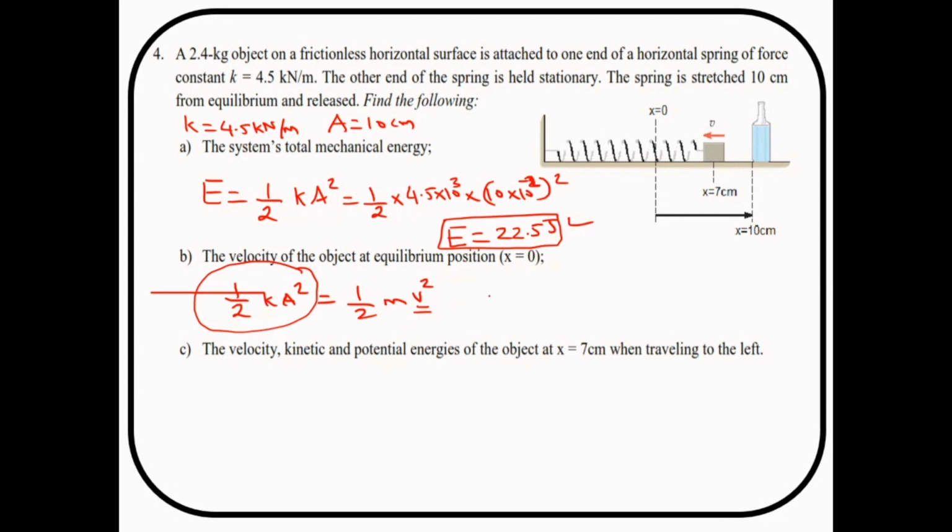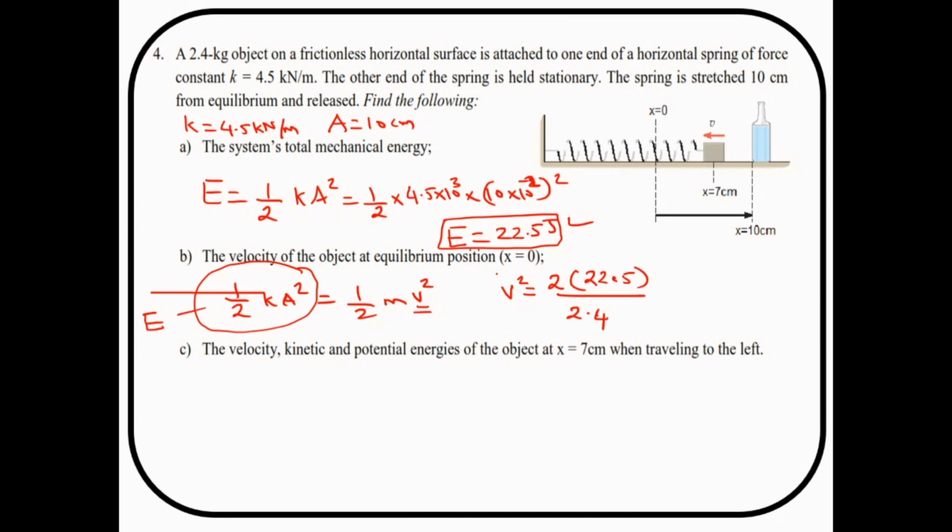So I have to rearrange this equation. Therefore v square is equal to 2 multiplied by half k a square, which is nothing but our mechanical energy, right? All this half k a square is nothing but the mechanical energy. So for this I am going to take 22.5, which we already calculated in the first part. So v square is equal to 2 multiplied by 22.5 divided by the mass of the object, which is 2.4, right?